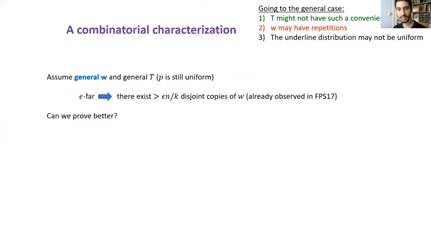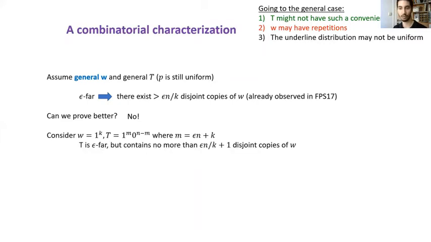And one might ask whether we can prove better this time in the general case as well. But the answer is no. As the following straightforward example suggests, there is a text T which is epsilon far from being W free, but T contains no more than epsilon n over K plus 1 disjoint copies of W. So we cannot prove better than this observation suggests.